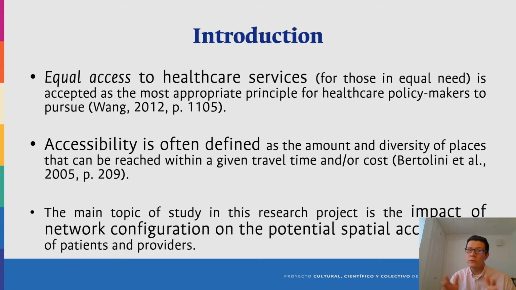From this point of view, accessibility must be defined. And we can see a definition. Accessibility is the amount and diversity of places that can be reached within a given travel time. So, we are aiming to develop a study that may see the impact of network configuration on the potential spatial accessibility of patients and providers within a healthcare network.